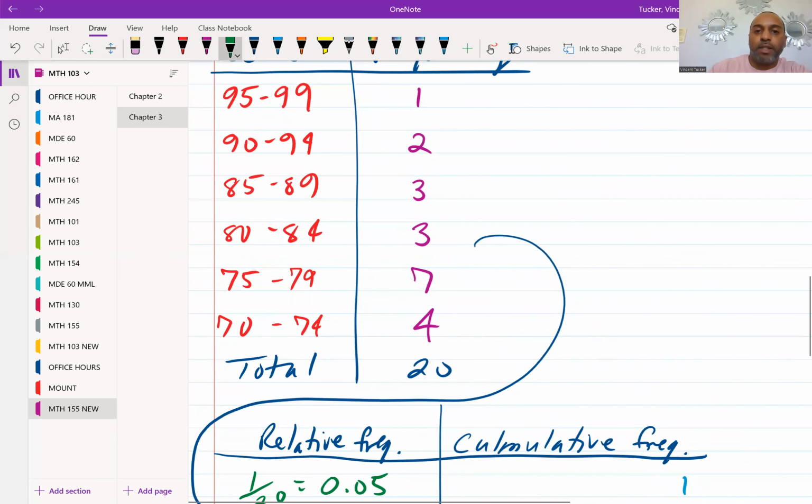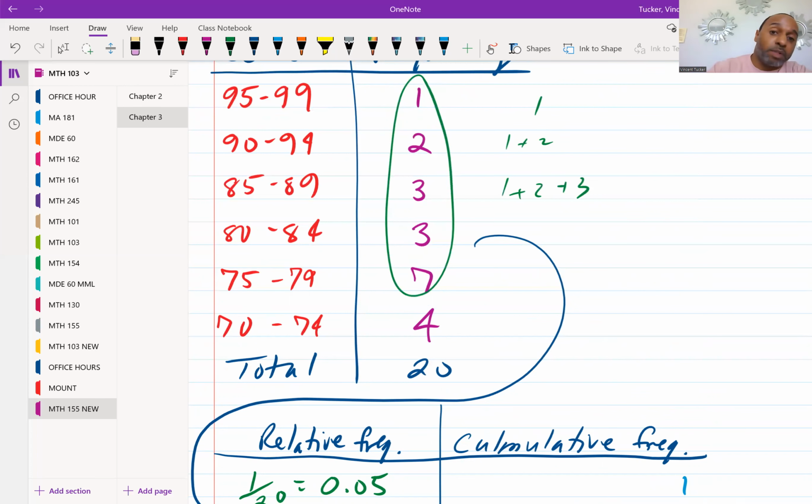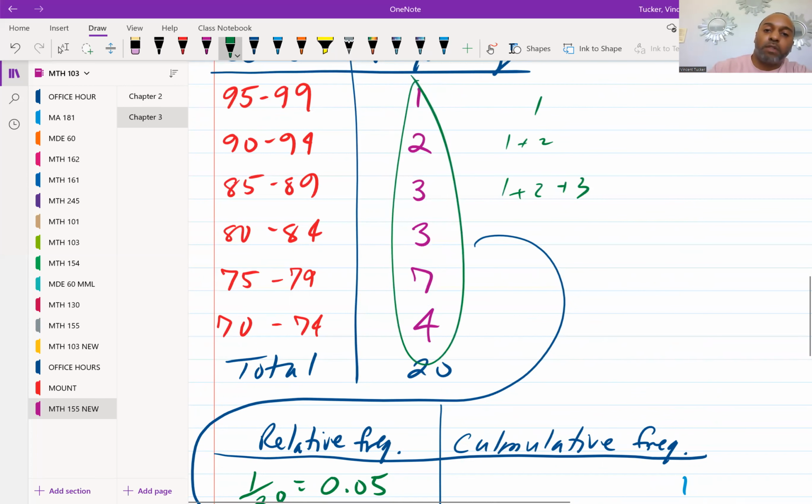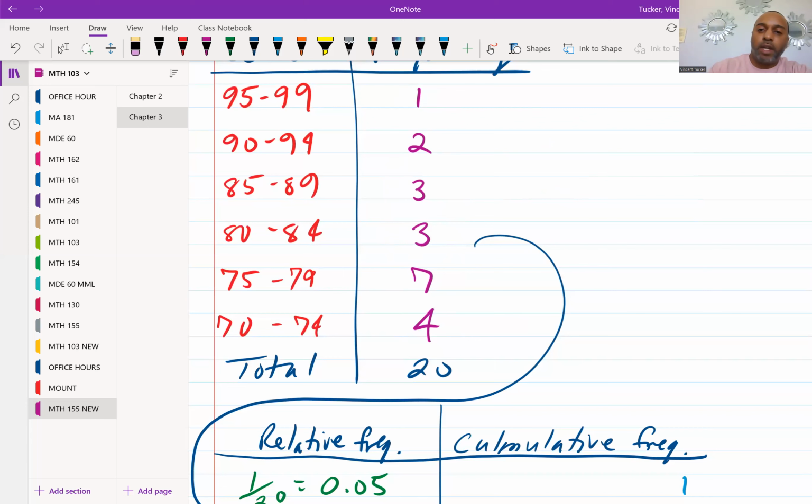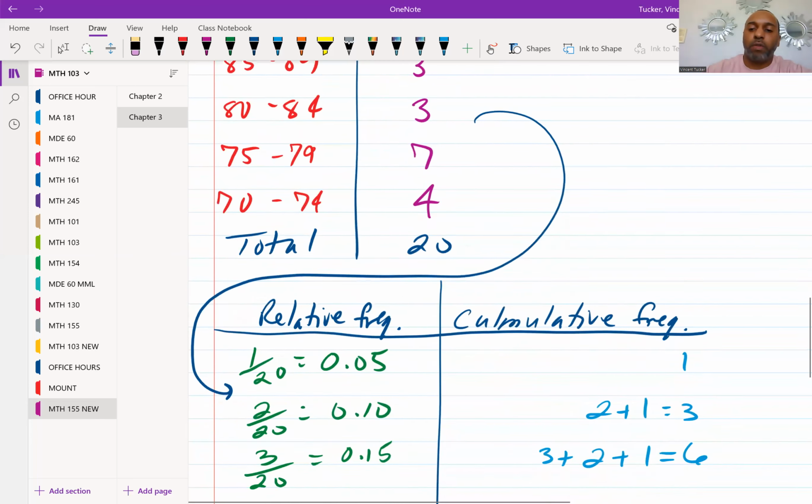So basically you're looking at these. I'll write 1, and then 1 plus 2, then 1 plus 2 plus 3. You're just adding up each one, then go to the next one, 1 plus 2 plus 3 plus 3, then 1 plus 2 plus 3 plus 3 plus 7, and then you add up all of them. So you're doing them all and accumulating their numbers as you go to each row.